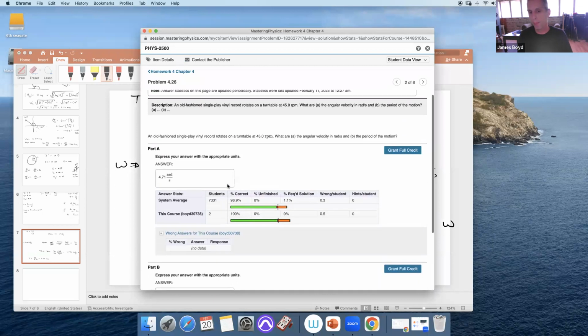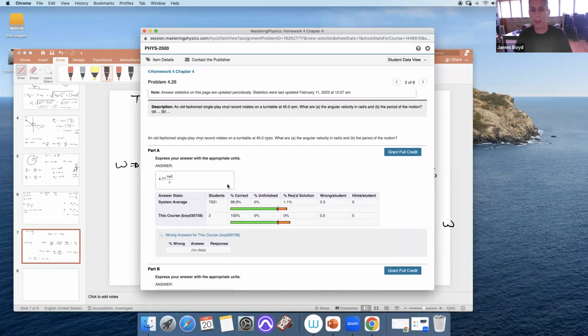And that's it. This problem is just convert RPM to rad per second. That gives you your angular velocity. Find the period by dividing 2 pi by your angular velocity, omega.